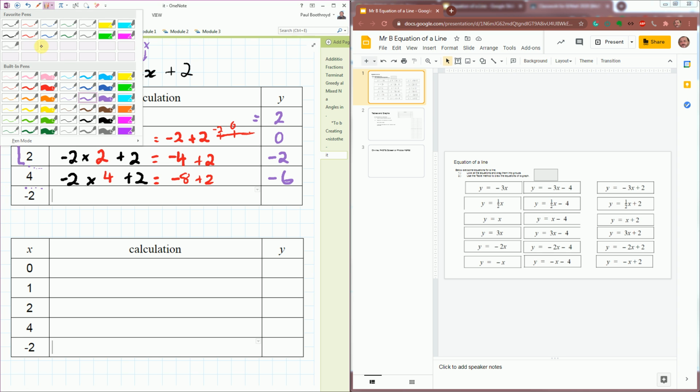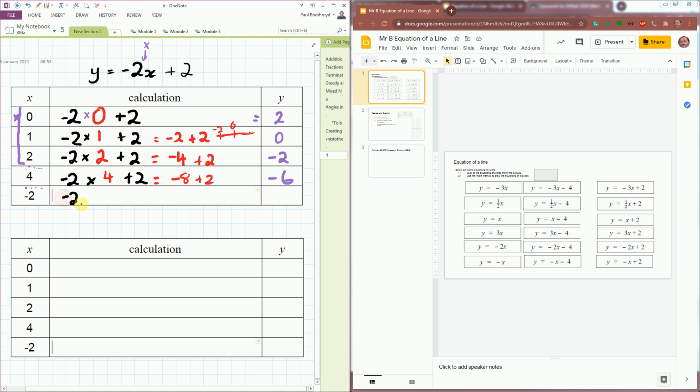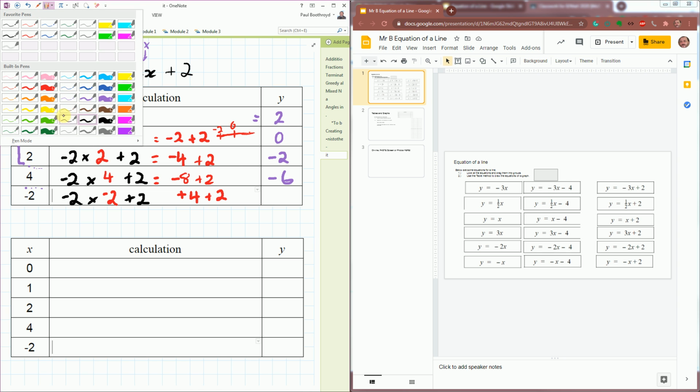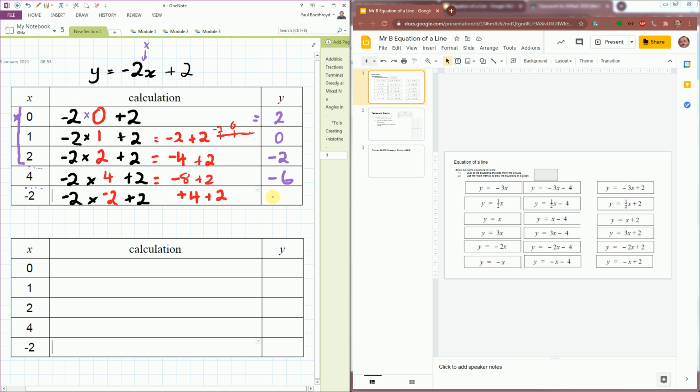Last line, I'm going to do minus 2 times x and add 2, form of the equation. Replace x with the number minus 2. Now a minus times a minus is a plus. 2 times 2 is 4. And add 2 gives me 4 plus 2, 6. I get a positive 6 on the right hand side.